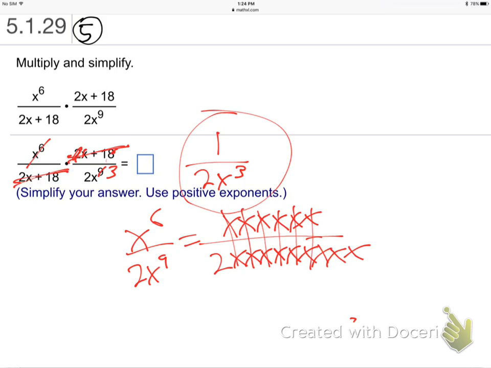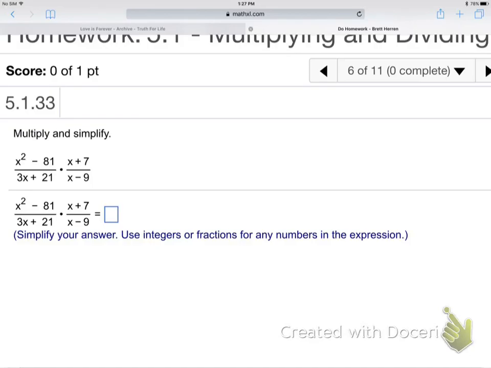Good? All is well. So just subtract the powers. Wherever the bigger power is, like if the bigger is on the bottom, that's where the leftover ends up. If there's more on the top, leftovers on the top. More on the bottom, leftovers on the bottom. Okay, so try that one, number 6.